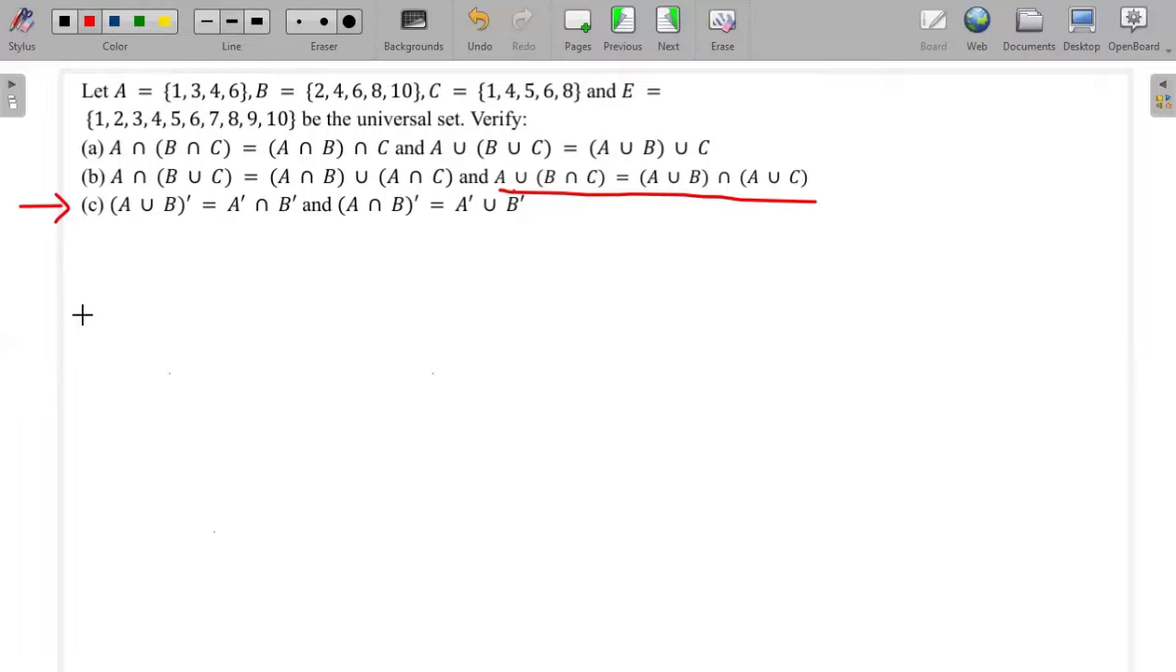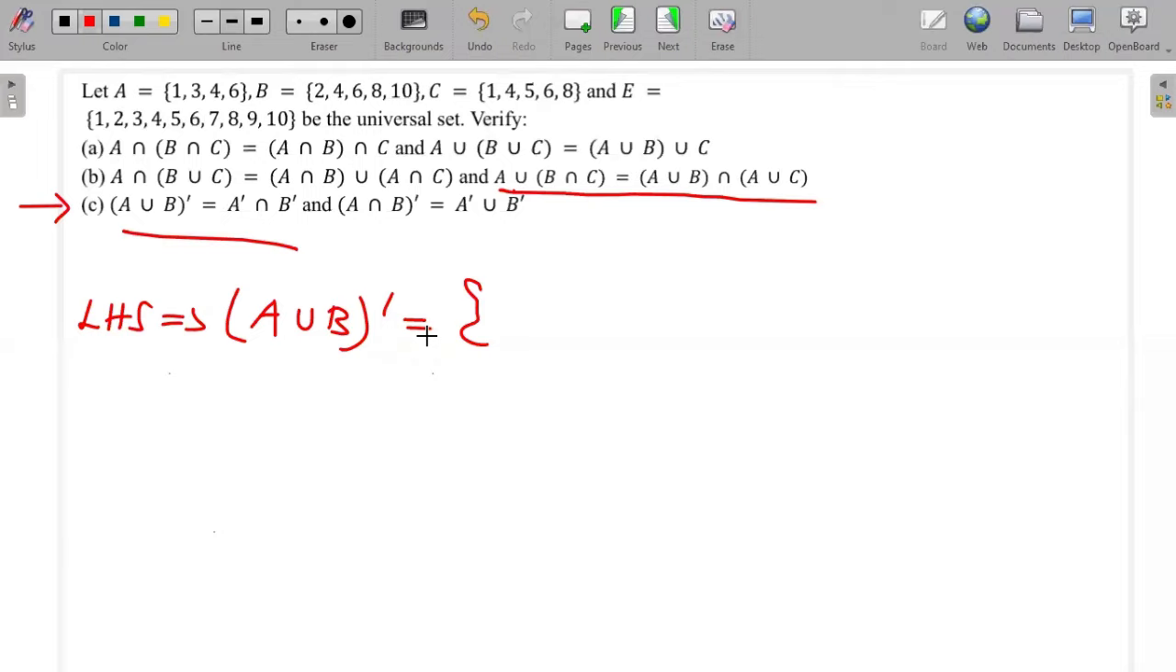So this one, I'm going to say my left-hand side for this part here is (A union B) complement. Meaning that here, we're first going to find A union B. So A union B is 1, 2, 3, 4, 6, 8, and then 10. Now I don't want the A union B, I want a complement. So I can put a complement there.